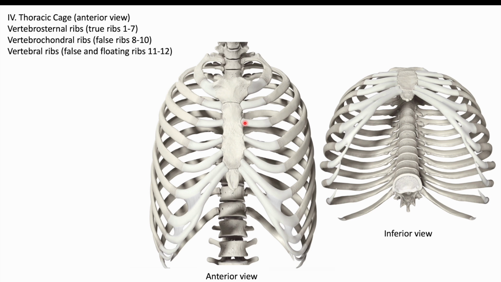The vertebrochondral ribs, which are the false ribs 8 through 10, fuse together at one particular costal cartilage, and then that one attaches them to the sternum. And then finally, the vertebral ribs, the false and floating ribs, which are ribs 11 and 12. You can see right here, these are 11 and 12. They are floating. They're not attached to the sternum.